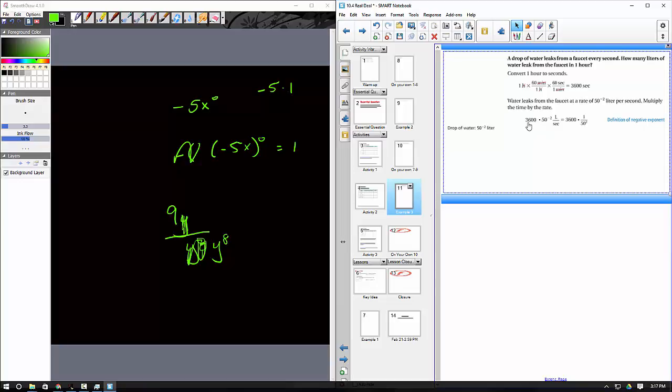So I have this 3,600 times 1 over 50 to the second. That will become 2,500. And that is going to be 3,600 over 2,500, which will equal approximately 1.44 liters per hour.